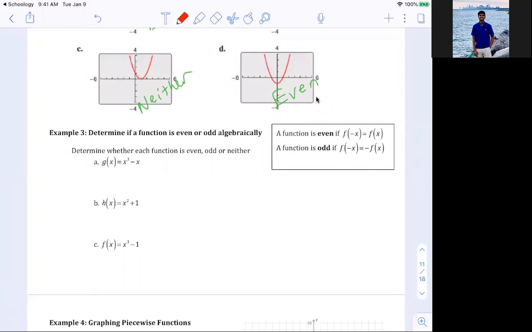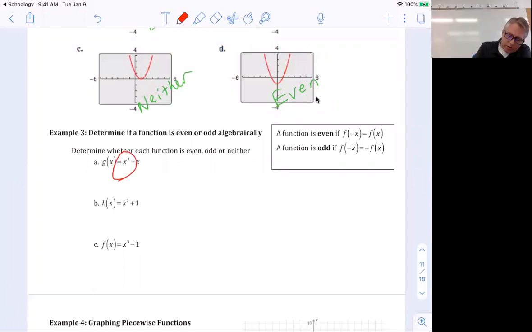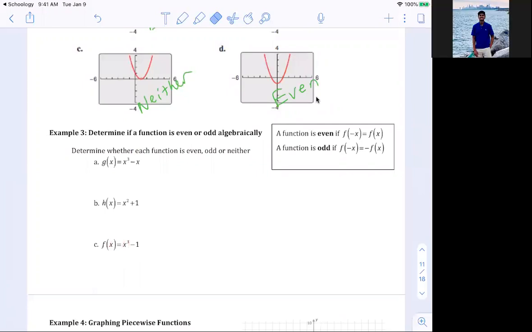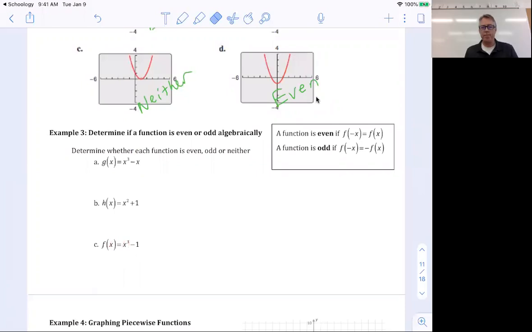Yep. But now remember, because you have x to the third, you also have to worry about the -1 here. If it was just x to the third, that is an odd function and you could just move on. Good question.